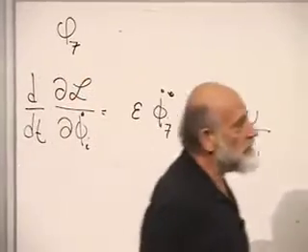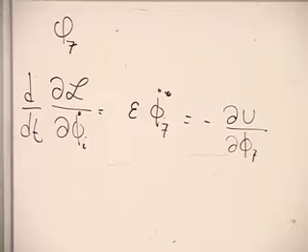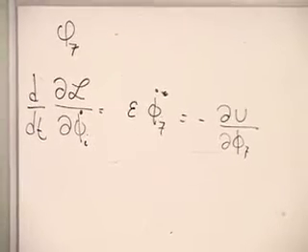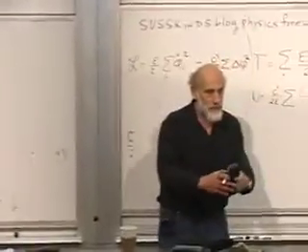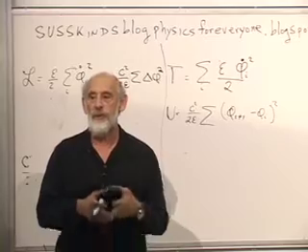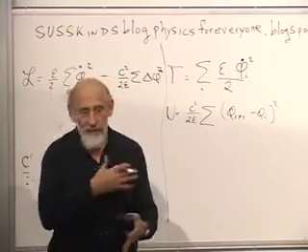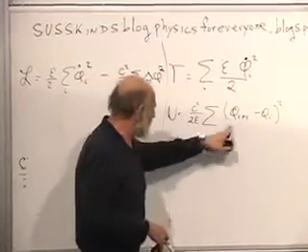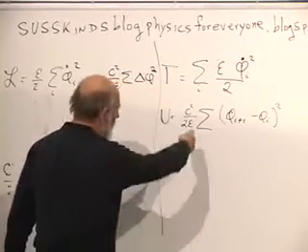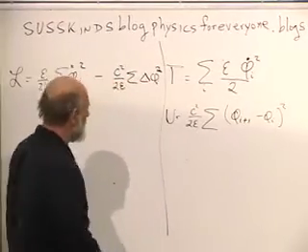Phi 7 enters into 2 of these terms, and only 2. Only 2 terms here contain phi 7: the one that involves a spring between 6 and 7, and the one that involves a spring between 7 and 8. None of the other springs involve phi 7. So there's going to be 2 terms. All right, let's just work out what they are, the 2 terms involving phi 7.